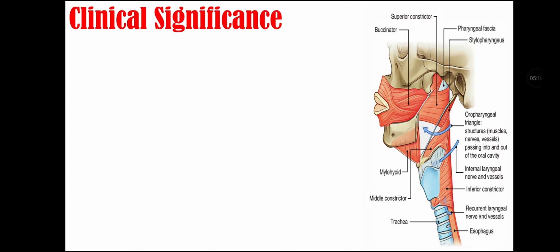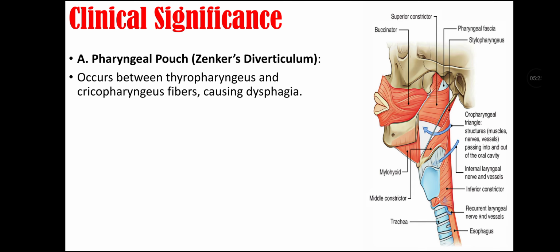Now let's talk about clinical significance of these pharynx muscles. First is pharyngeal pouch or Zenker's diverticulum. It occurs between thyropharyngeus and cricopharyngeus fibers and causes dysphagia.